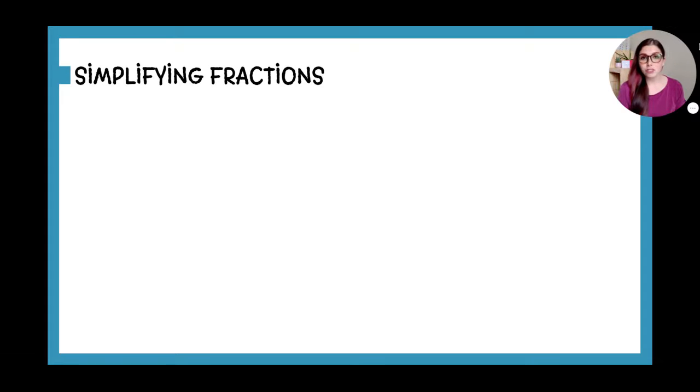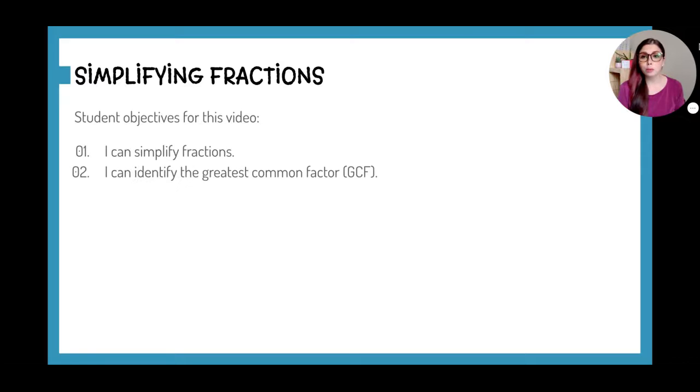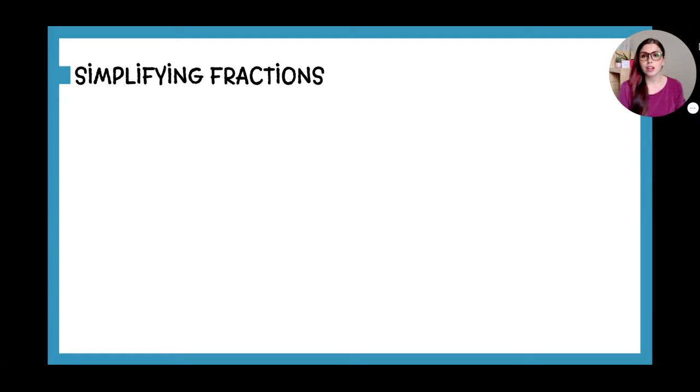So by the end of today's video, you are going to be able to simplify fractions, and you will be able to identify the greatest common factor, or the GCF, between two numbers. So when we simplify a fraction, it just means to put the fraction in its simplest or most basic form.